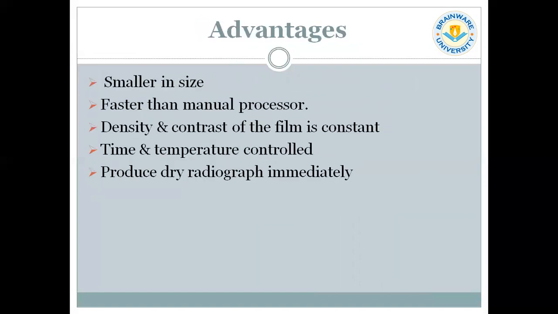So what are the advantages of this automatic processor? This processor is smaller in size and faster than the manual processor. Density and contrast of the film are constant here. Time and temperature can be controlled, and finally it produces a dry radiograph immediately. That means we do not need to wait for drying the radiograph. We can hand it over to the patient immediately.